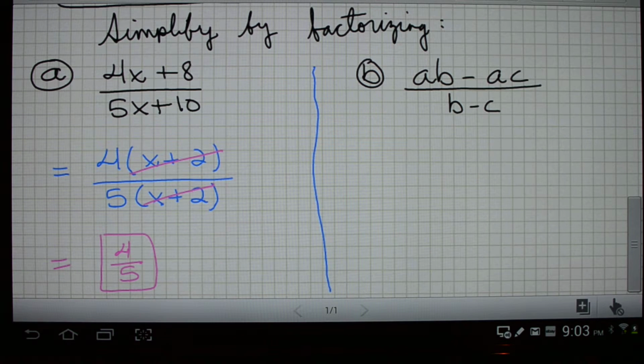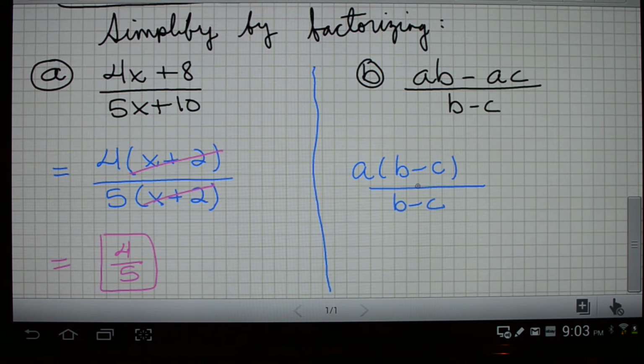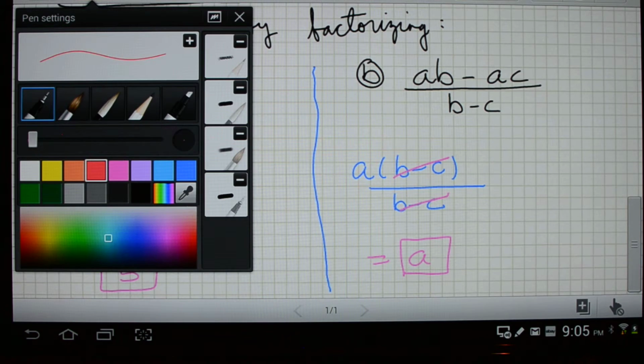Let's look at part B. We're going to factor off an A on the top, and we're left with B minus C. How convenient. Do you see what I see? Cancel, cancel. And we are just left with A. That is our answer. Pretty easy, huh? Very simple. So you're going to do exercise 11B.2, number 2.